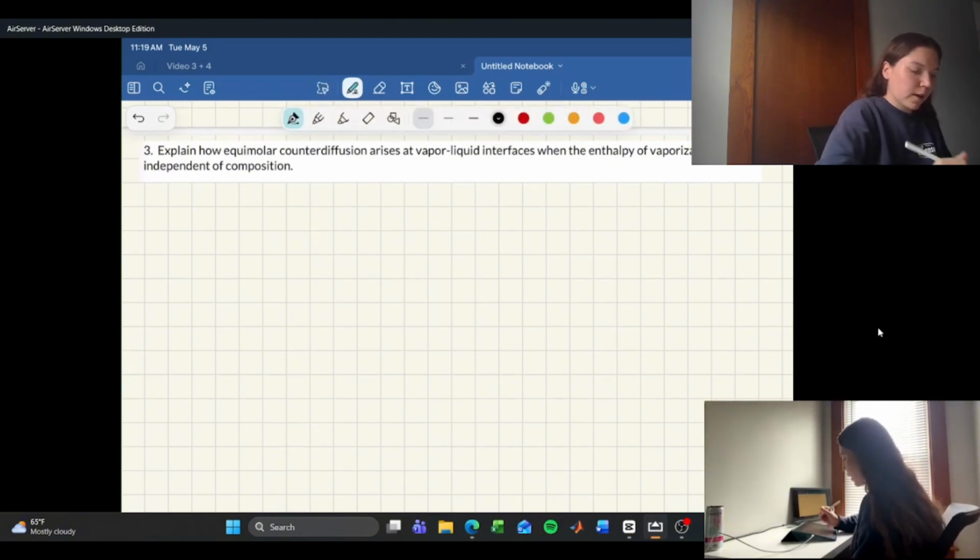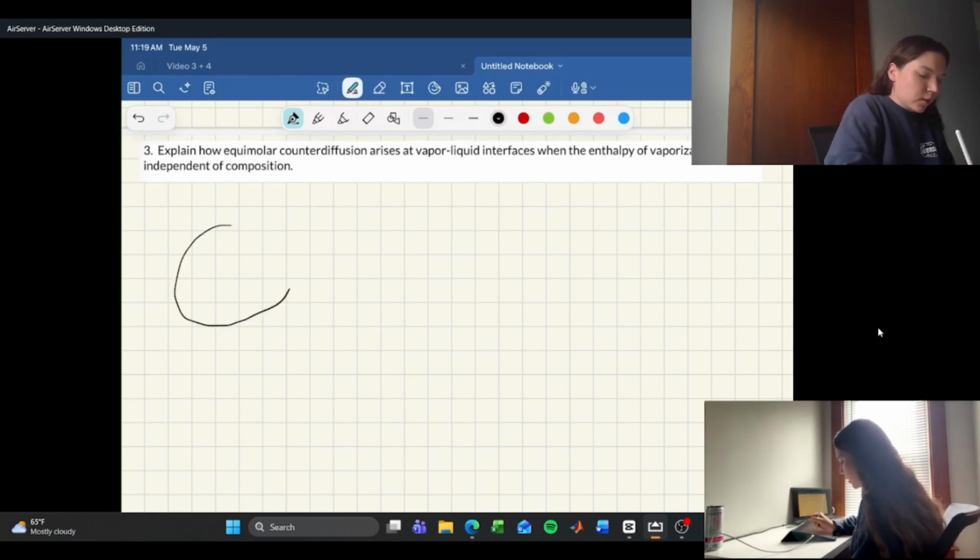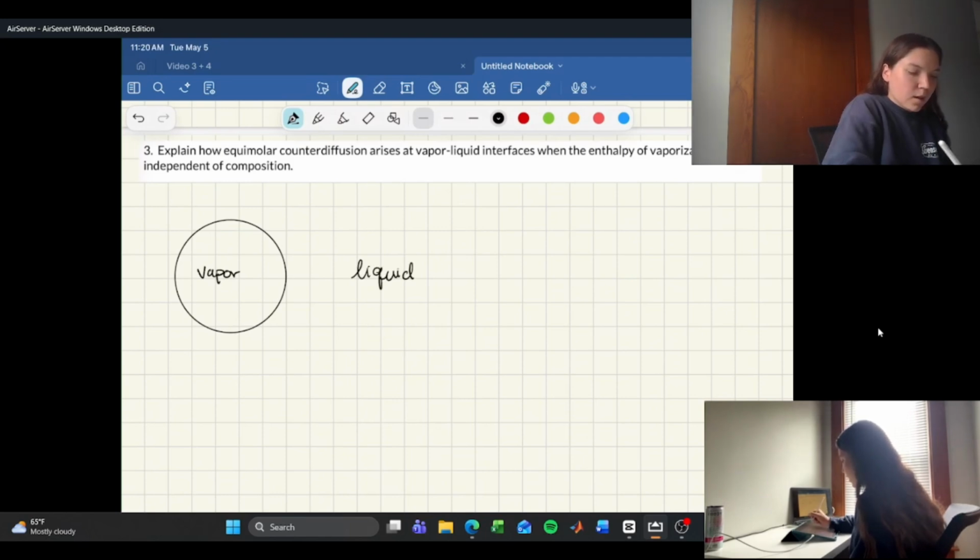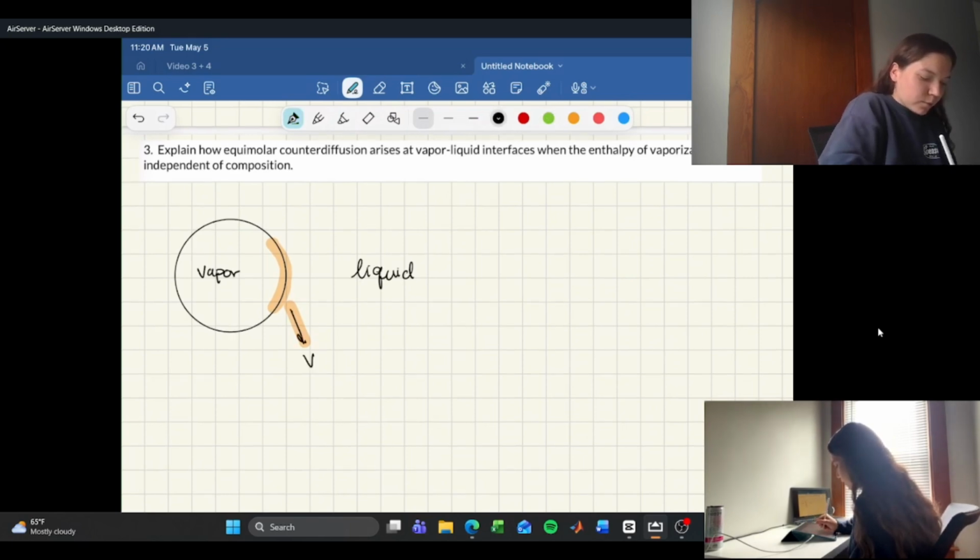So here we're going to have, let's say this is like a bubble, so this will be vapor, and then it's going to be in some liquid. And then here at this interface, I'll just highlight it. At this interface here, this will be at vapor-liquid equilibrium.